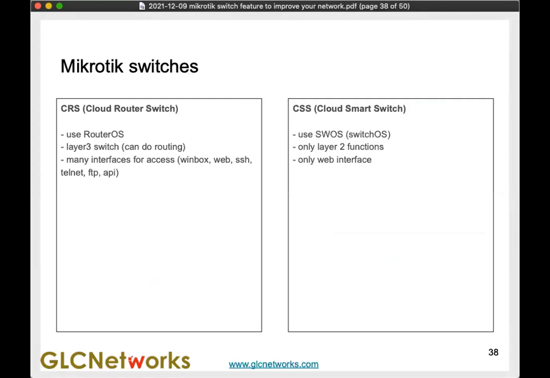Regarding Mikrotik switches themselves, we have two categories: CRS or CSS. CRS means Cloud Router Switch. As you can see, we have the word router here. It means that it will use RouterOS, so we can do a layer 3 switch. Actually, it's routing, layer 3. There's no switch on layer 3, right? Switch is layer 2. That's why we call it a layer 3 switch. That means a switch that can turn into a router. As simple as that.